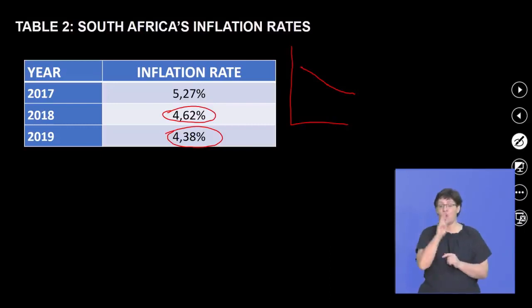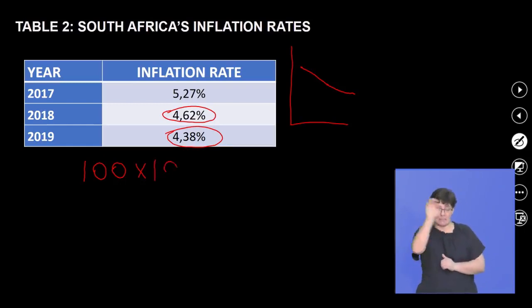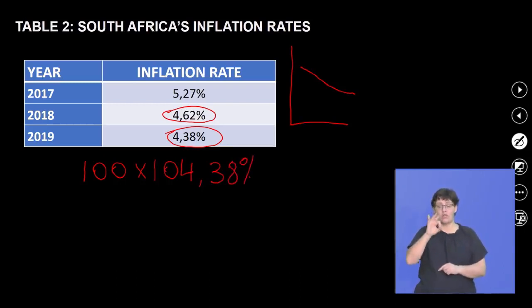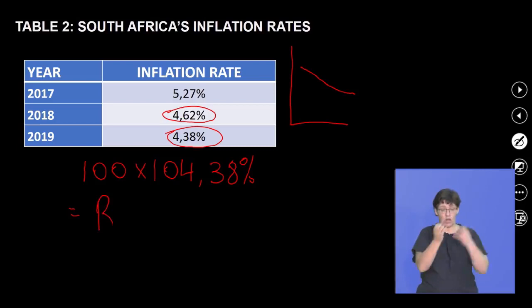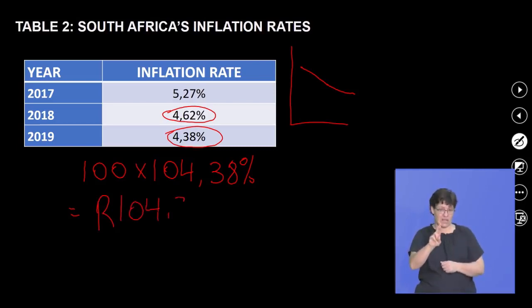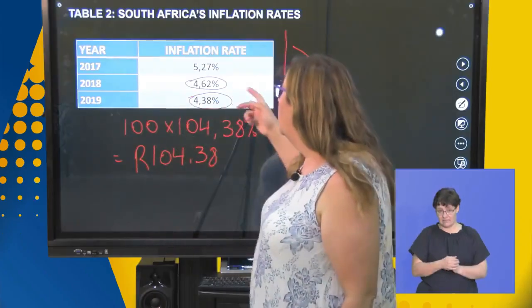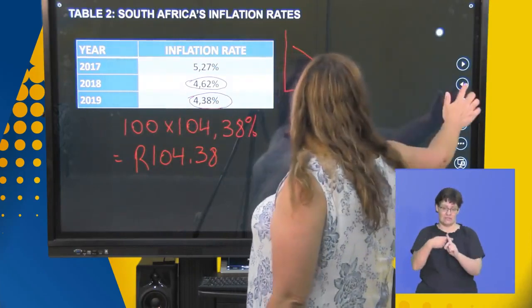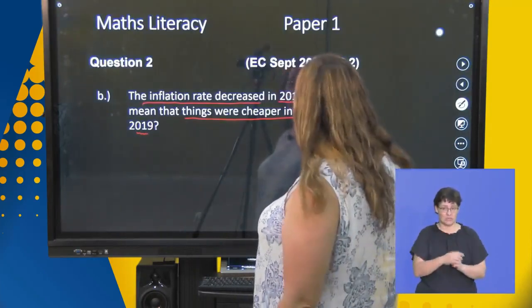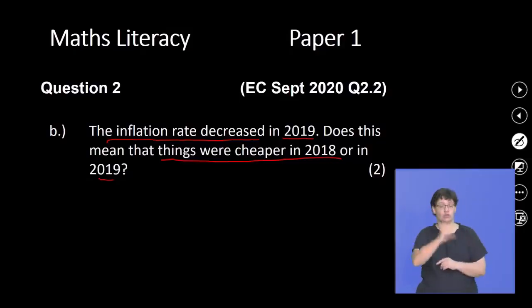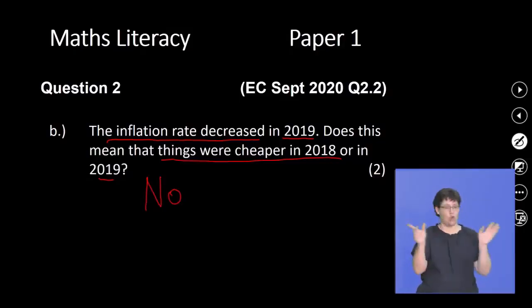So if I had to look at 100 Rand, something that cost 100 Rand in 2018, for 2019, I'm still increasing that by 4.38%. So I'm actually still multiplying it by 104.38%. And I'm going to see that that calculation will give me 104 Rand and 38 cents. So mathematically, I can see that it's going more expensive, and also the fact that it is positive. Let's see what the next question is. So the inflation decreased, does it mean it was cheaper? Definitely not. So it was not cheaper in 2016.